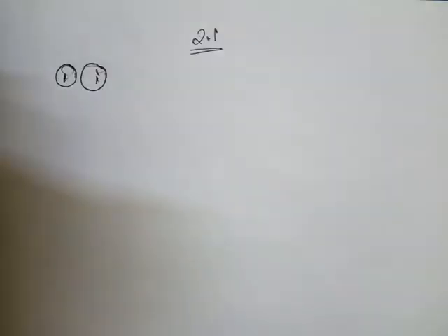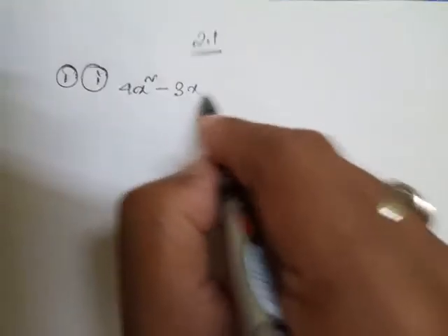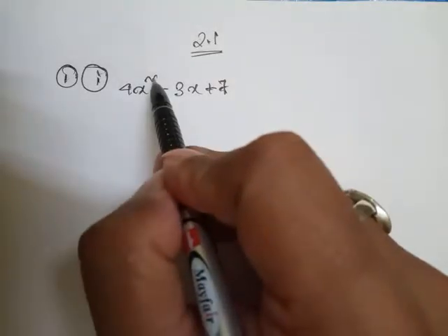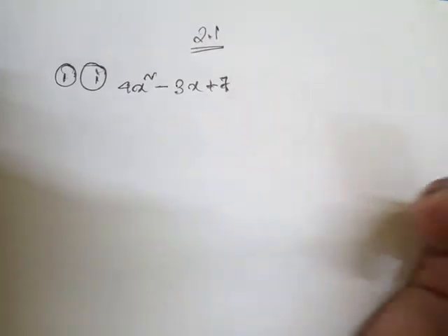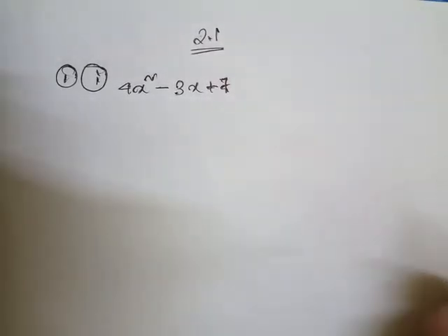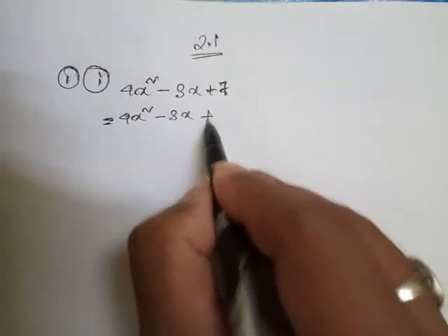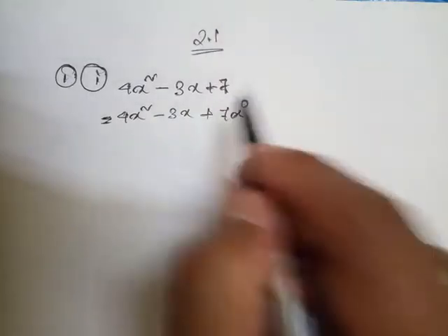Now students, exercise 2.1, class 9. First question, Roman 1. The question is given: 4x square minus 3x plus 7. So look here, there is x square, there is x to the power 1, and there is a constant with nothing next to it. So I can write here x to the power 0 also. Here I am just going to change it: x square, 3x. There is nothing, so I can write x to the power 0. x to the power 0 is also 1. 1 into 7 is 7 only.